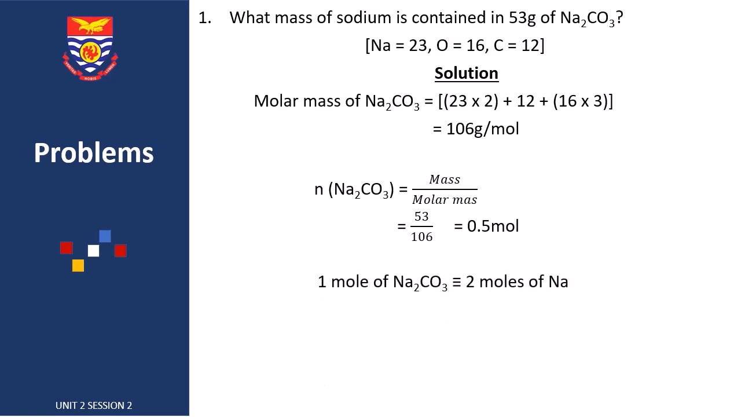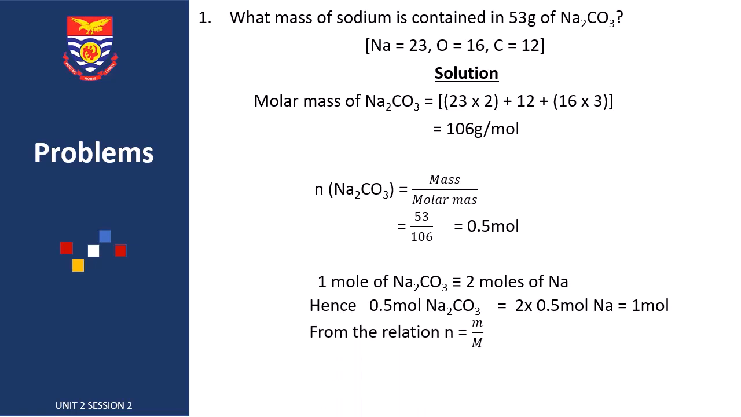Then we find our mole ratio. Now looking at the compound there, we have two atoms of sodium in the sodium carbonate. What it means is that in 1 mole of sodium carbonate, we have 2 moles of sodium. So 1 mole of sodium carbonate gives us 2 moles of sodium atoms. So if 1 is equal to 2, then 0.5 is equal to what? That is 0.5 times 2 divided by 1. That gives us 1 mole. So the moles of sodium is just 1.